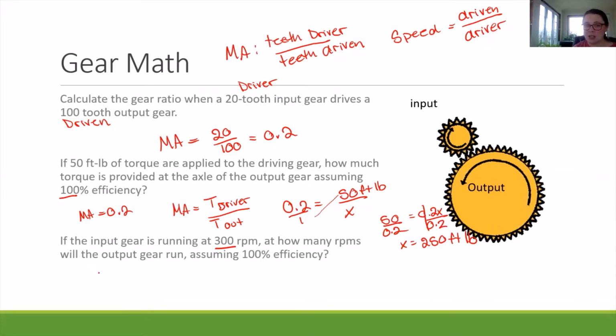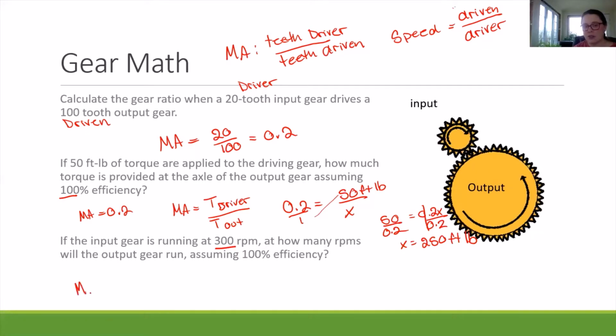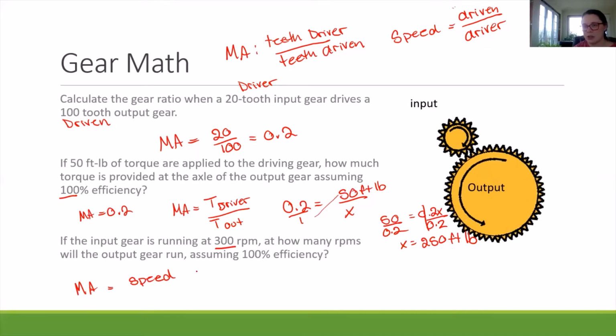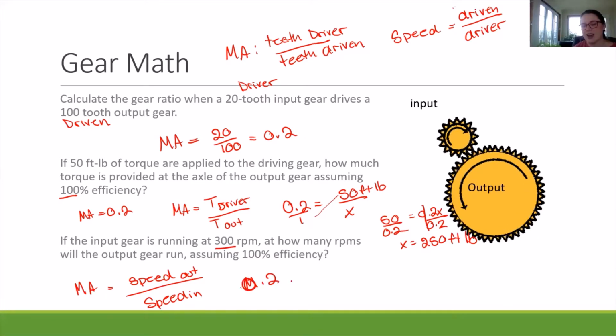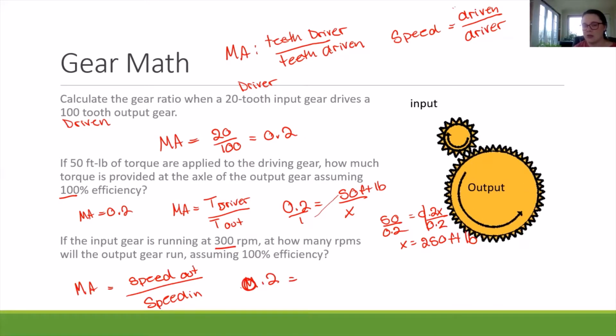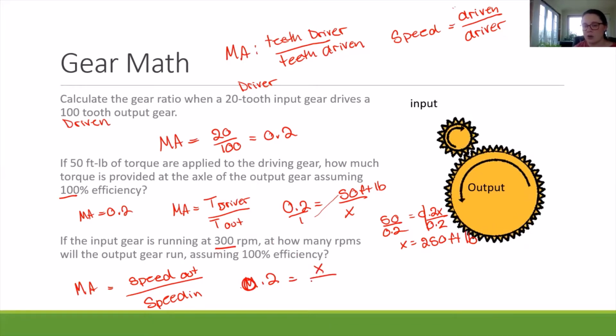Mechanical advantage with speed has to be the same. So we're going to use this formula. We get our speed for the driven gear, so our speed out divided by speed in. Mechanical advantage 0.2 has to be equal to the speed of the output gear, which is what I want to know. So I'm going to have X over 300.